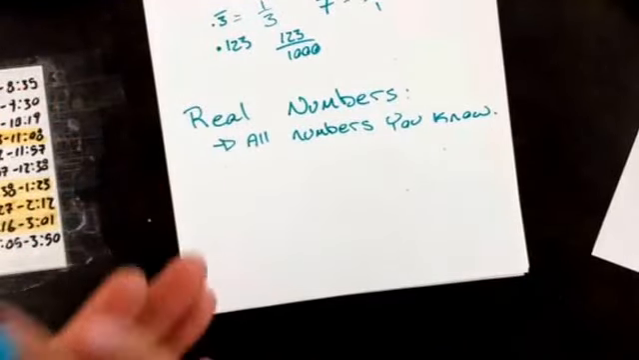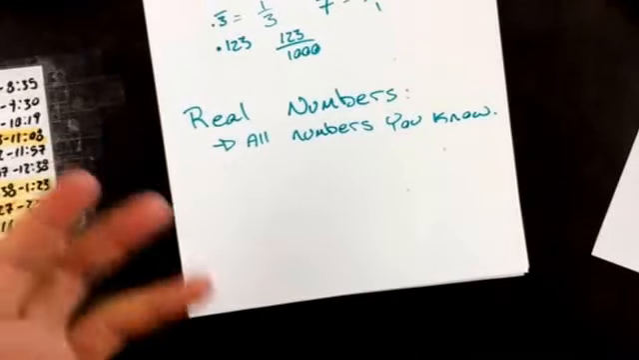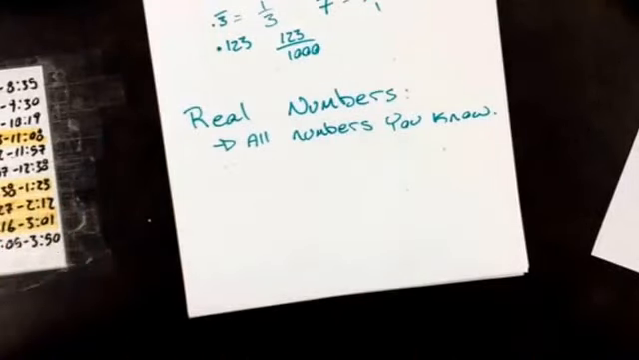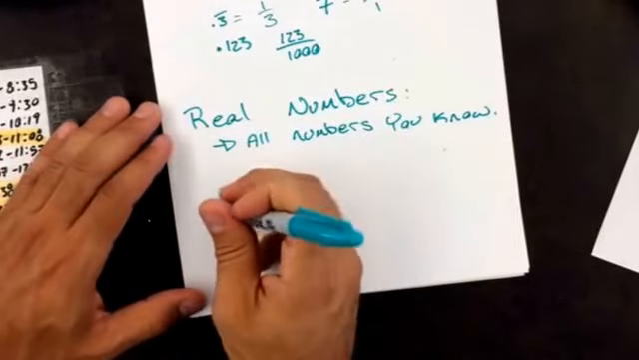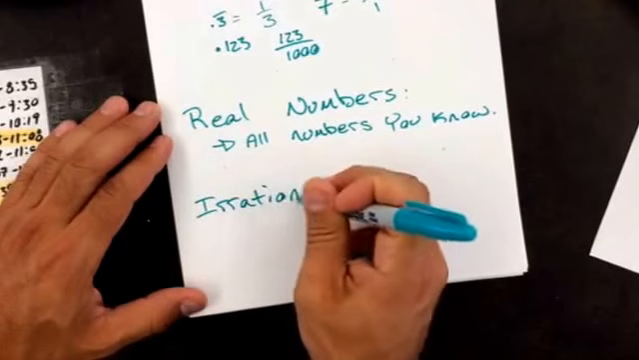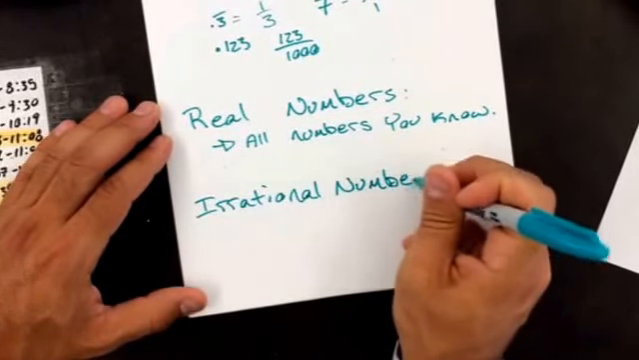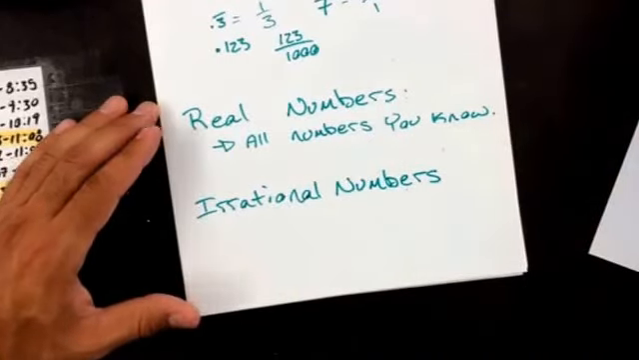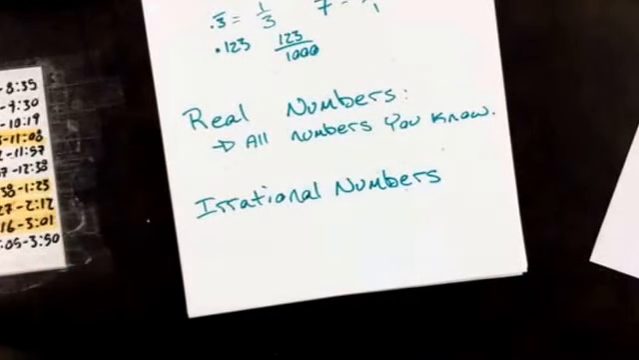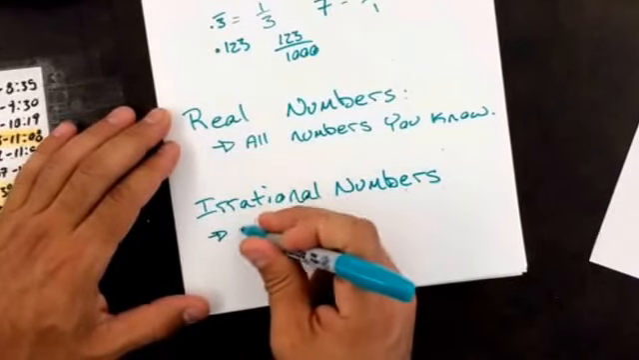And I did real first because real goes bigger than rational. It also goes bigger than our other group, but our other group's not included inside of it. So we have rational and irrational. So rational numbers can be represented as a fraction. Irrational numbers cannot be represented as a fraction.